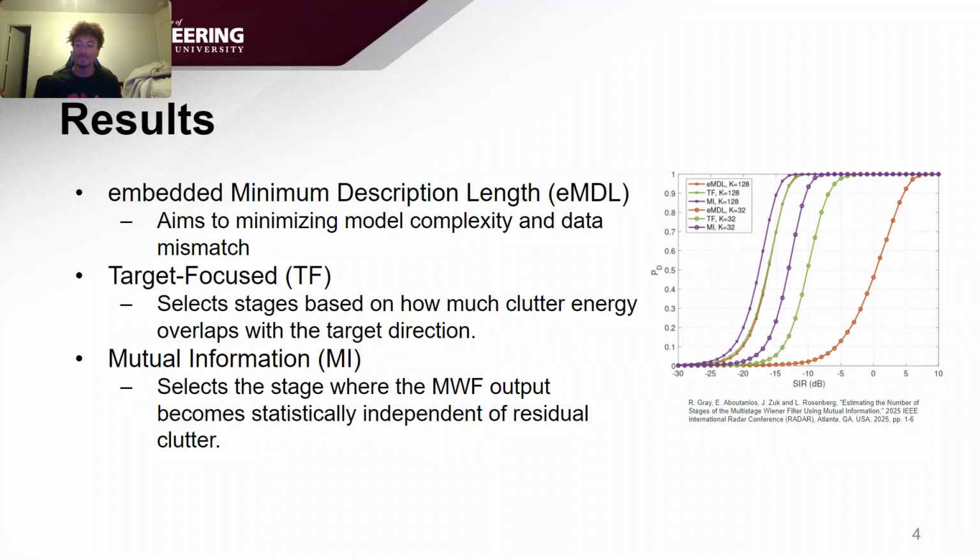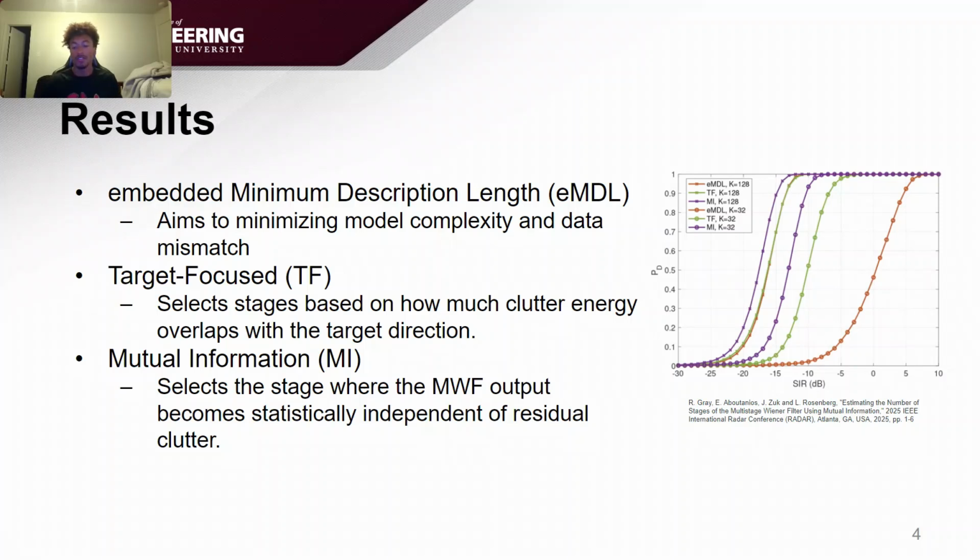The next estimator is the target focus estimator, which selects stages based on how much clutter energy is in the same direction as the target direction. So it tries to differentiate the two. The issue with this is if the target is too close to the clutter, you might consider the clutter a part of that desired output signal, therefore underestimating the number of stages.